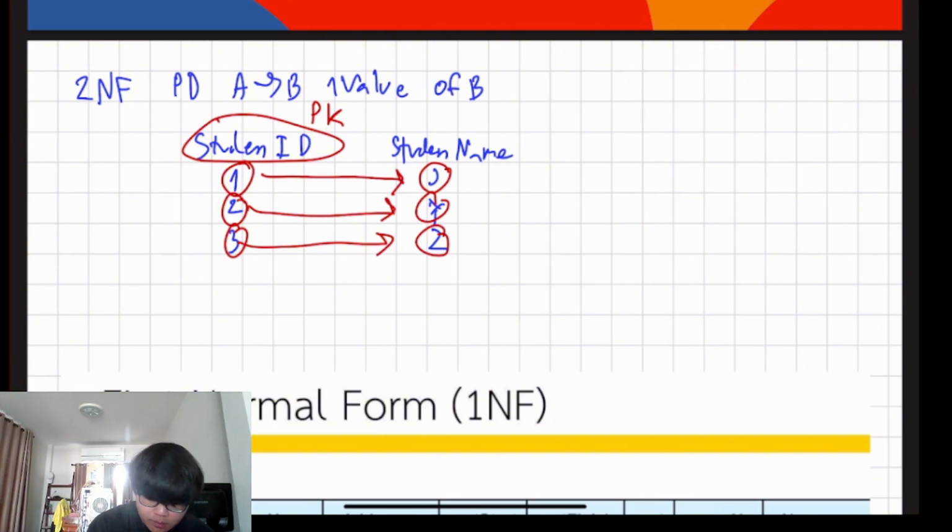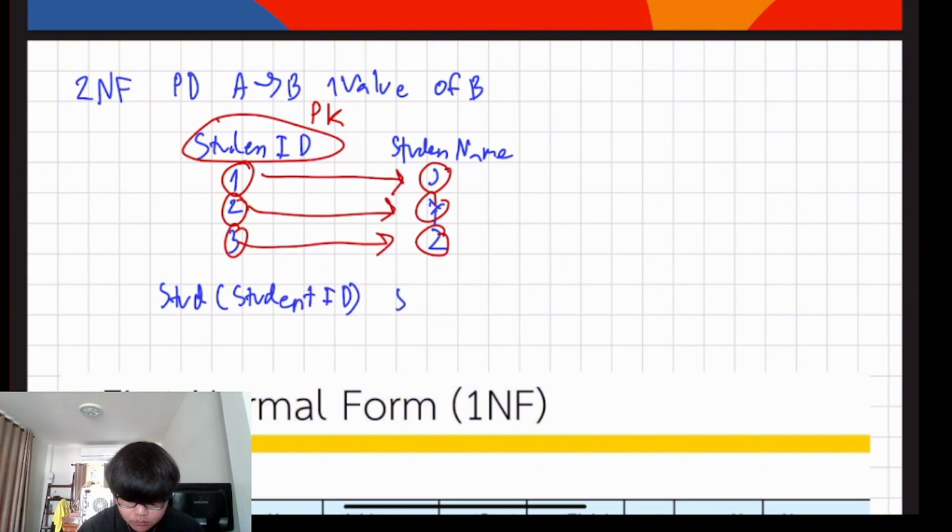So we have a table named stud table that contains student ID and student name.